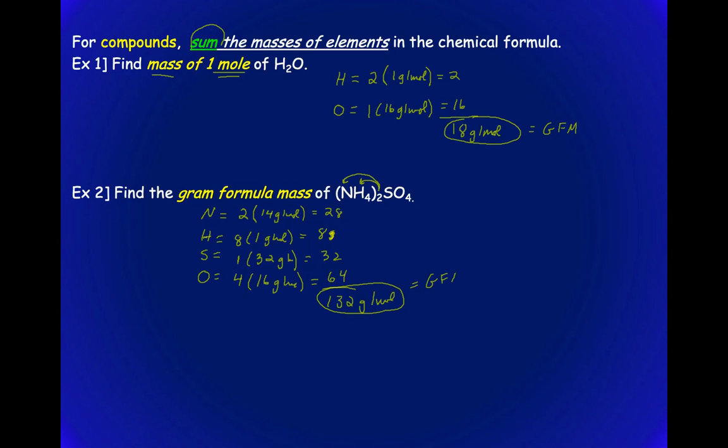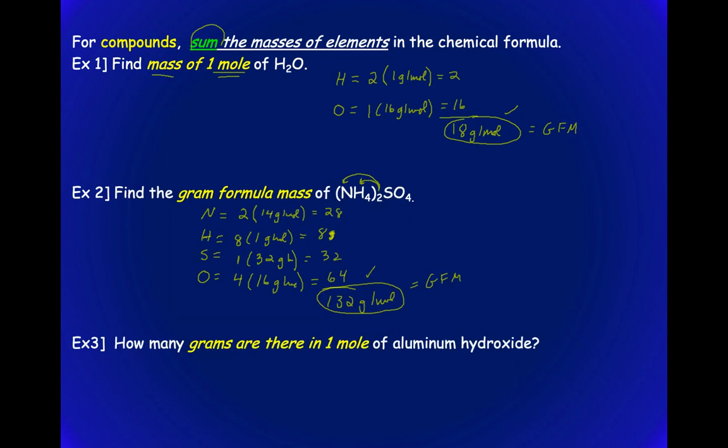Now, look at these two numbers, 18 here and 132 here. Both of these have the same number of particles because you're looking at 1 mole. Really important. So let's double check this: 28 for 2 nitrogens, 32, 64, 132 looks good. Next, how many grams are there in 1 mole of aluminum hydroxide?